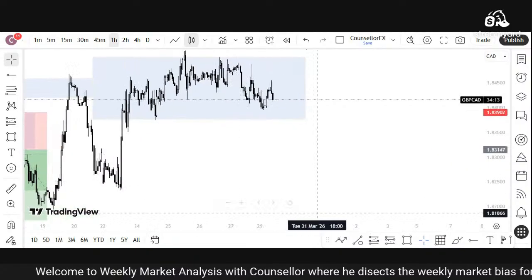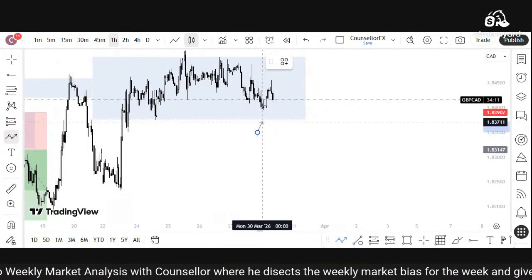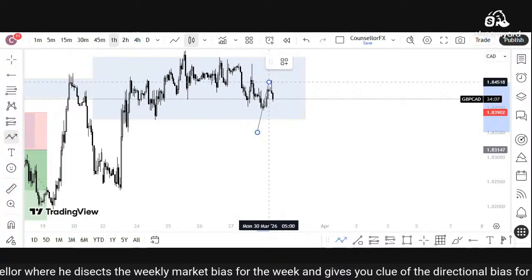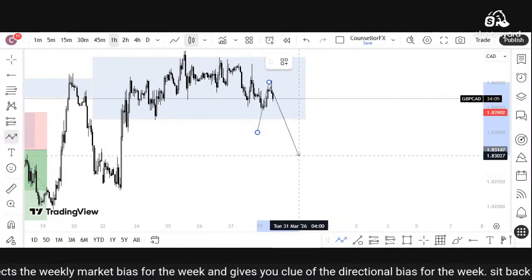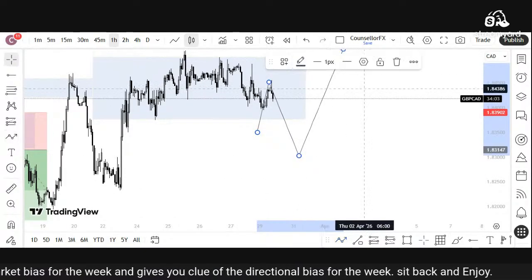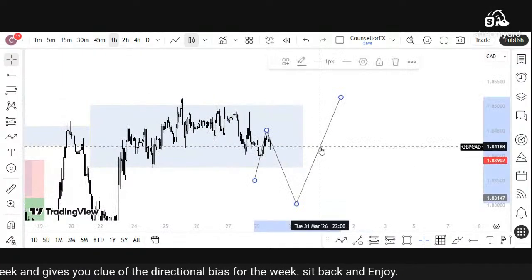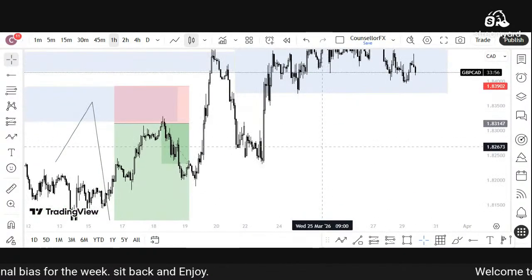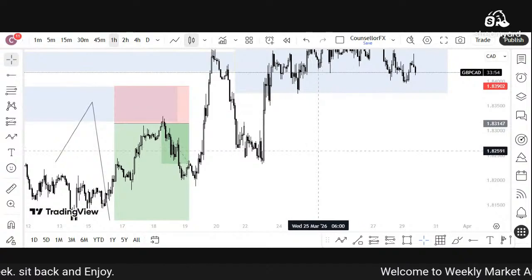Remember what we talked about last time. There is accumulation, there is manipulation, and then there's distribution. Understand that once the accumulation starts, don't be caught inside. Just leave it. Whenever it's done, it will come around.